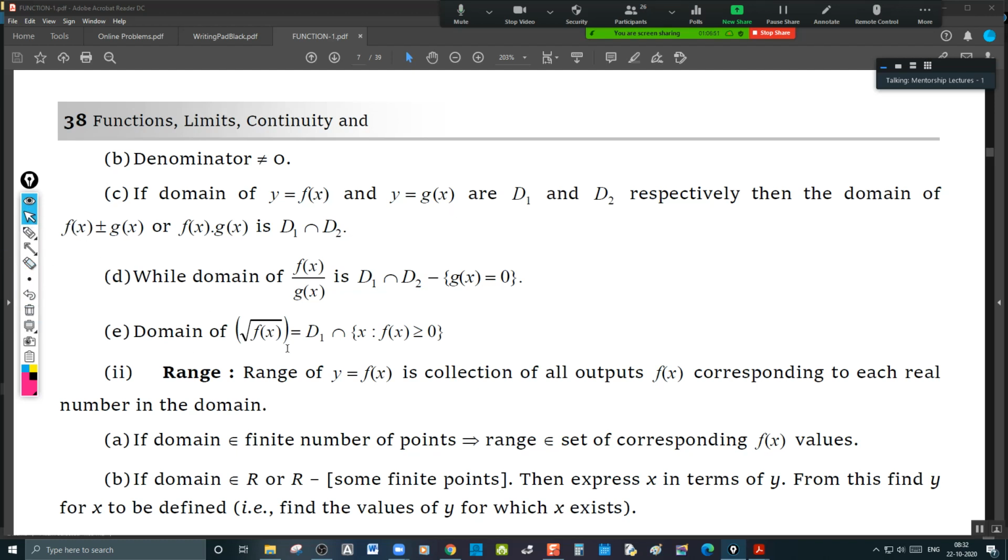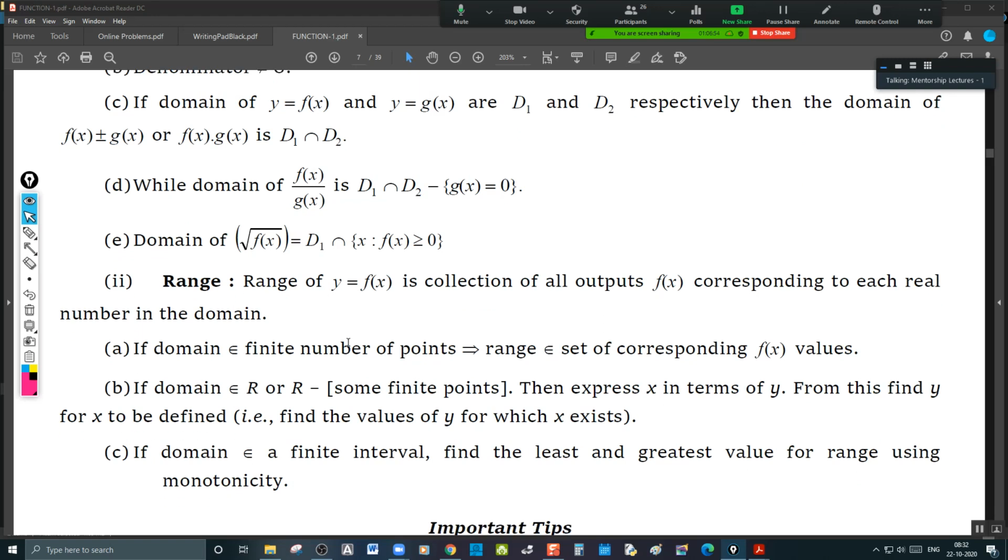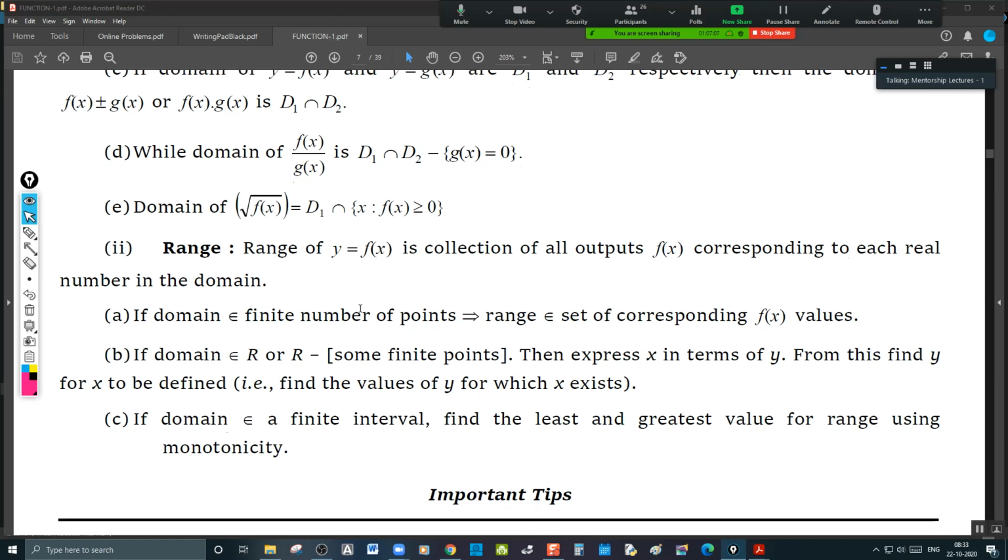And range, when compared to domain, finding the range is a little tricky, I must say. So you must be aware that range is nothing but the output. Range is nothing but the output. So depending on the given input value x, you have to compute the value of y, which is the range.